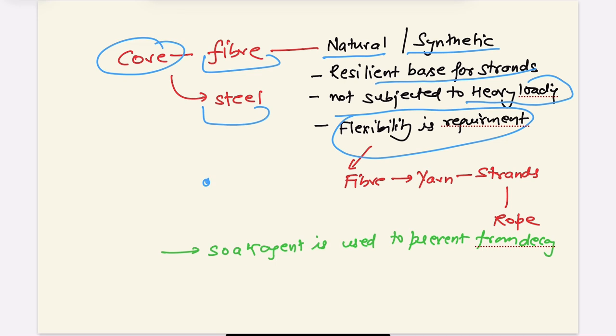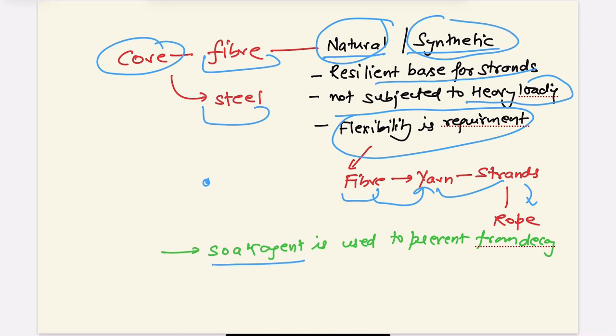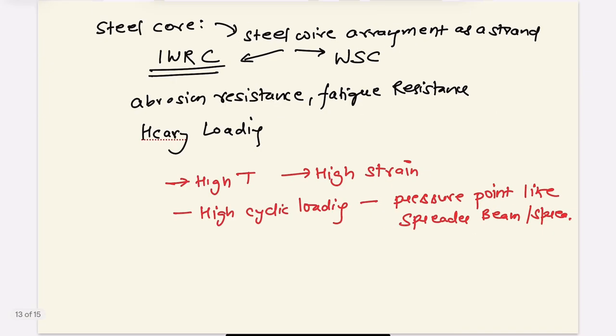Okay, how is the fiber core made? From fiber to yarn to strand, and strands to rope. Generally these are organic materials, natural or synthetic fiber. So here we generally use a soak agent so that it does not decay. It has to be dipped in the soak agent so that it prevents oxidation and further damage. The second type of core is the steel core.